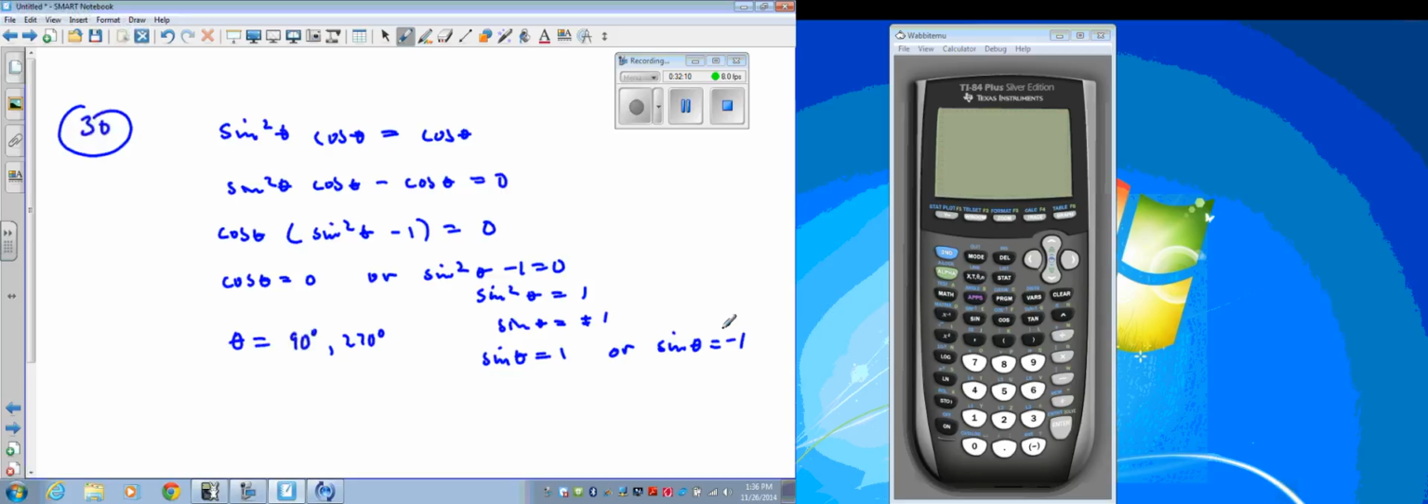And is that the same solution? For minus 1, I put the wrong symbol in. I think that's right. This one is 90 and this one is 270. Okay. 32.